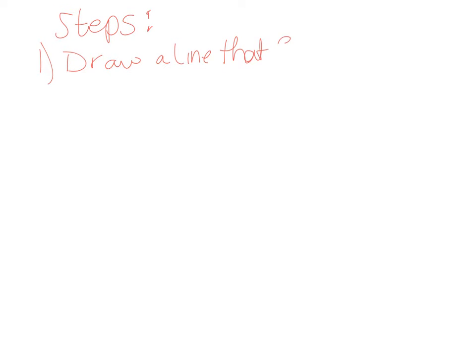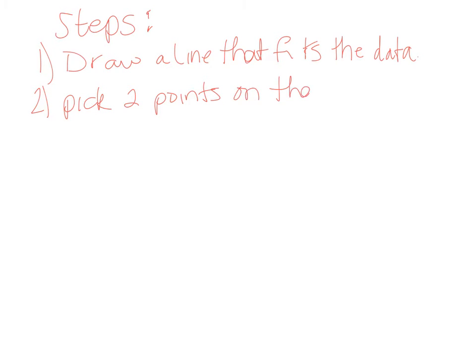Here are our key steps for writing a best fit line. First one, draw a line that fits the data if it's not already drawn for you. Two, pick two points on that line, preferably ones that are easy to see, easy to use, so you're not estimating between the values.